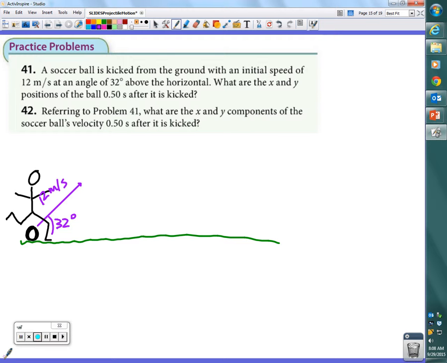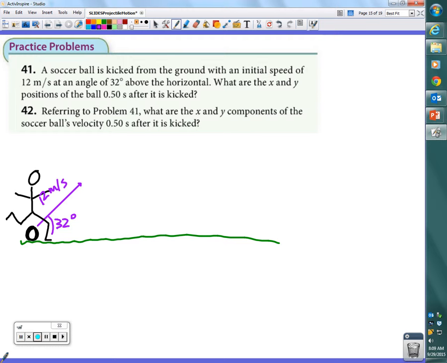Now, will the soccer ball ever follow this path that it was initially kicked? No. As soon as it leaves this guy's foot, what starts affecting it? Gravity. Gravity will never allow it to follow this path. It will immediately start pulling it downward. But, just like when we threw the ball up in the air and it came back down, it slows down and it speeds up, that happens here as well.